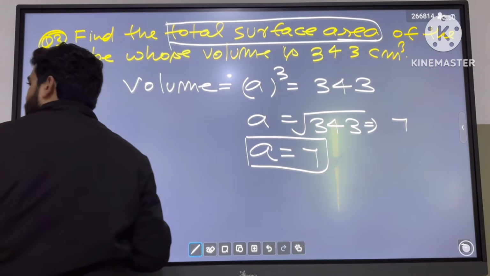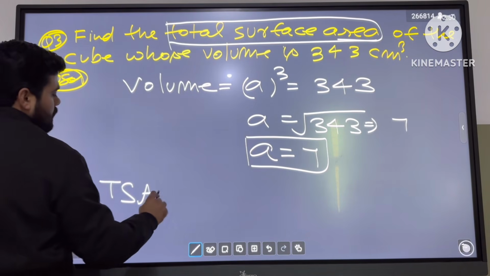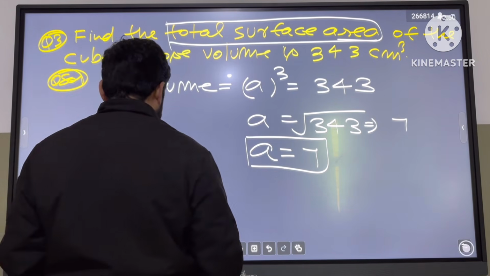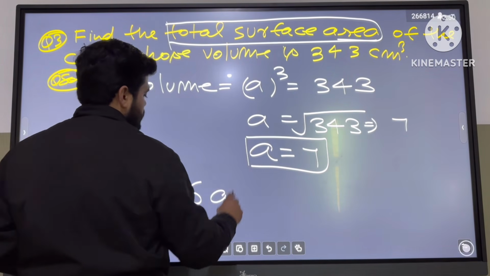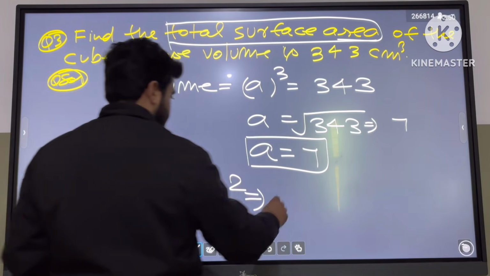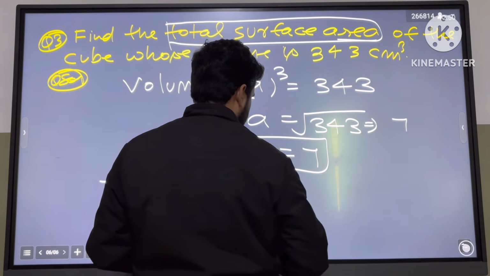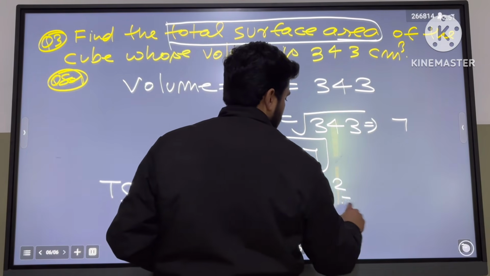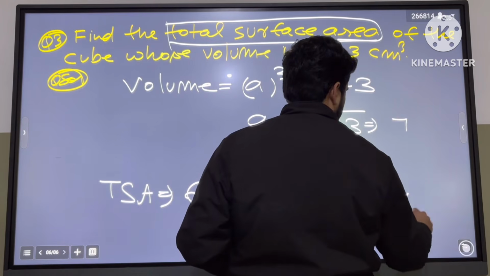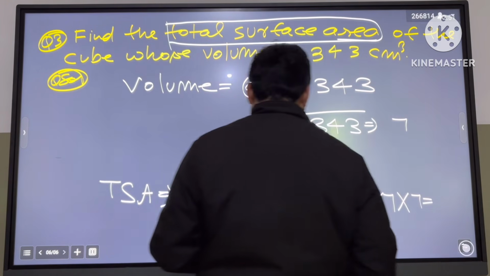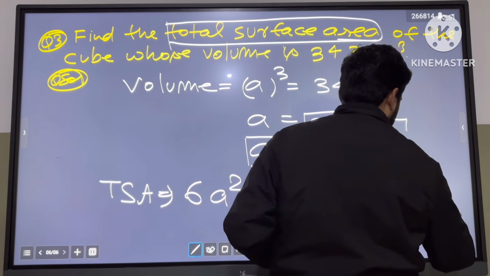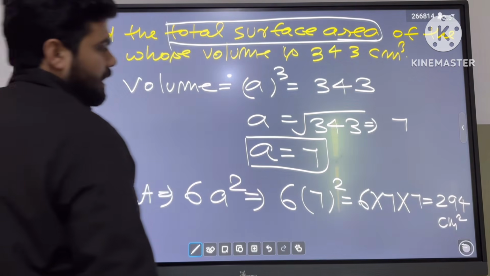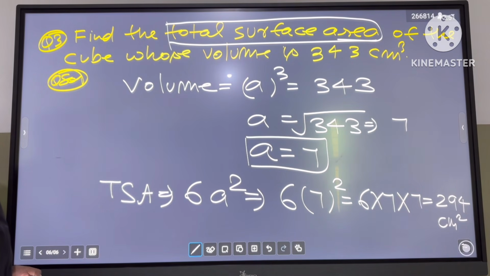So what is the formula for total surface area? The formula for total surface area is 6a square. So 6 into, the value of a is 7, so 6 into 7 into 7. So the final answer of this question is 294 centimeter square.